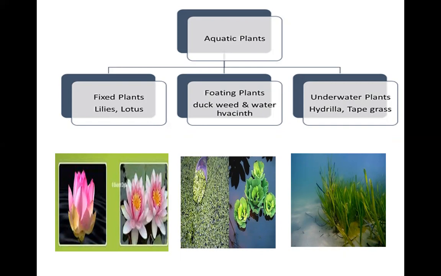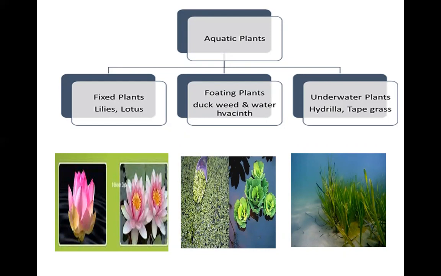First of all, we'll take fixed plants. These plants are fixed to the bed of the pond. Their stem is light and hollow. The broad leaves float on the water. The underside of the leaf is mostly submerged in water, so they have stomata on the upper surface. Lotus and water lilies are examples of some fixed plants.